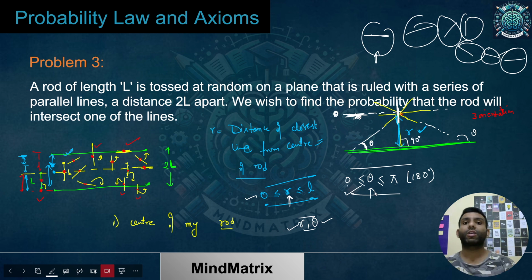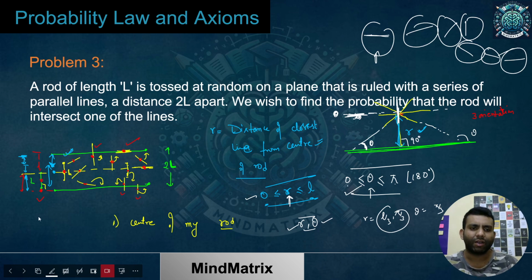Like in the previous session as well, when we were looking for the number of triangles possible over there. So for example, if r is L by 3 and theta is something like pi by 3, I don't know whether it will be intersecting or not, but this is one of the orientations I have got. Pi by 3 is telling me that there is a 60-degree angle being formed, and L by 3 tells me that this distance is L by 3. So this is one of the positions I have got.